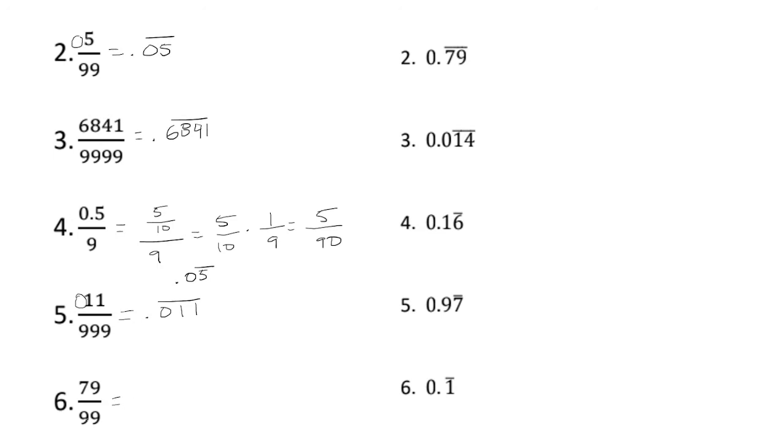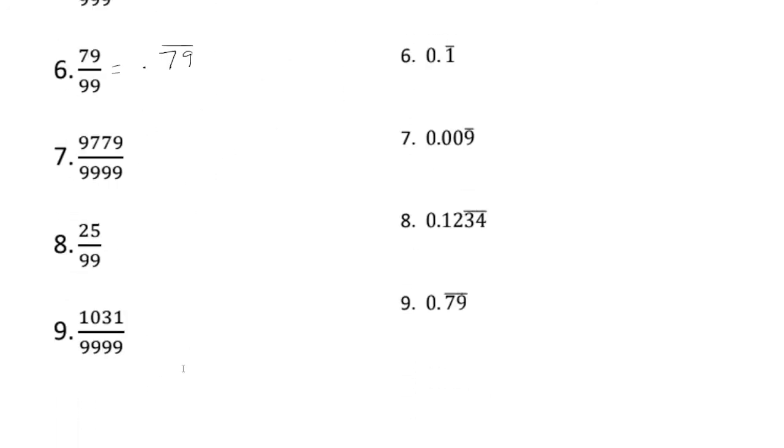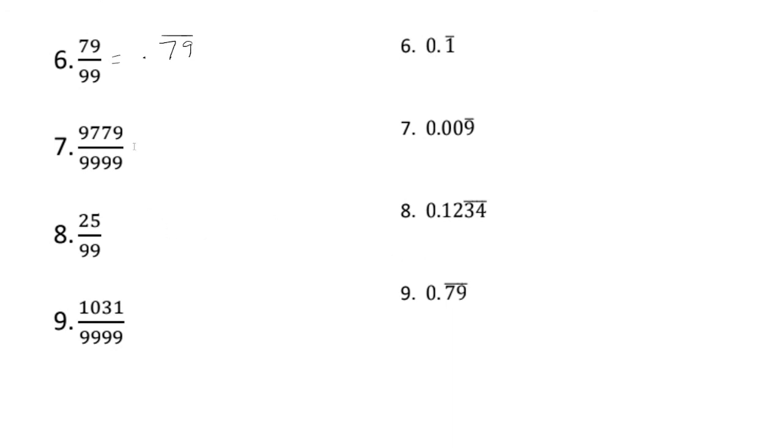For number 6, because there's 2 digits at the top and the bottom, we're going to have the 2 digits at the top repeating. For 7, we have 4 digits at the top, 4 digits at the bottom. Because of the same number, we're just going to have whatever's at the top repeating. Same thing with number 8, 2 digits at the top, 2 digits at the bottom. Because they're equal, that's what repeats. Number 9, there's 4 digits at the top, 4 digits at the bottom. They're the same number, so we're just going to put whatever's at the top repeating.